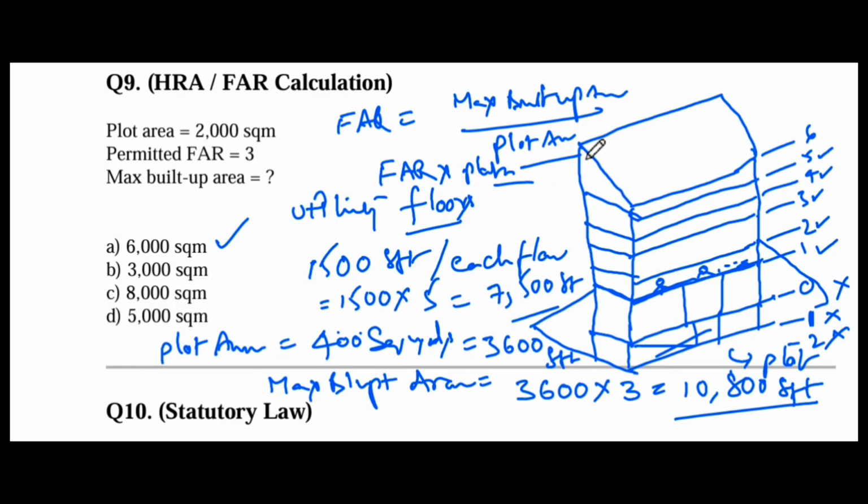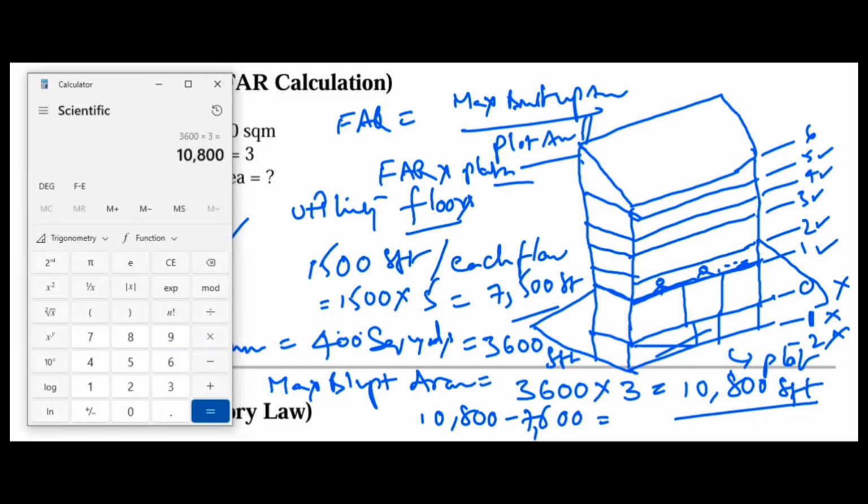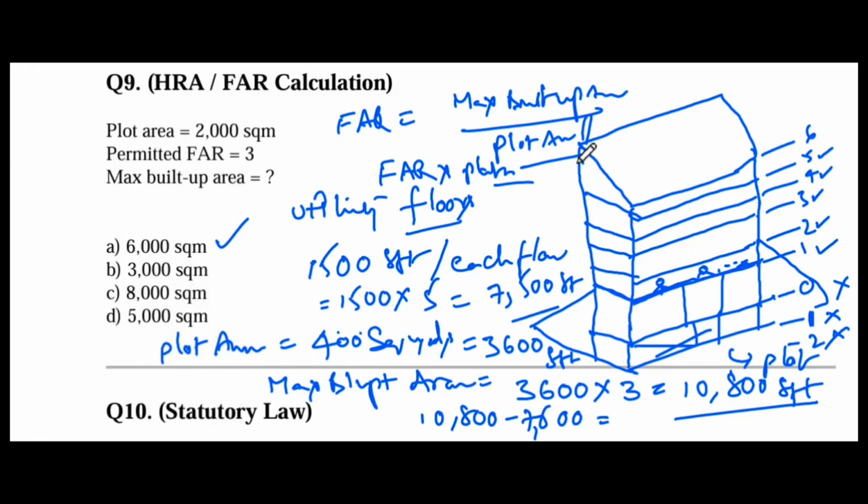So here, as per the FAR, other floors are allowed. That means additional floors. We just calculated 10,800, right? We got now after deduction of 7,500, 3,300. Another 3,300 is allowed. That means another 2 floors are allowed as per the zone regulations.